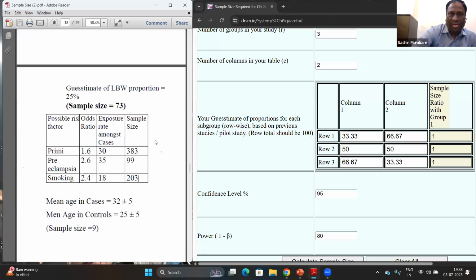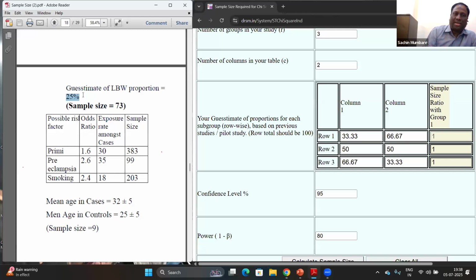Because if you include 100 mothers, you will get only 25 low birth weight babies, because the guesstimate of LBW proportion is 25. Are you getting what I am trying to convey? Yes, sir. Now, I am again repeating from scratch.